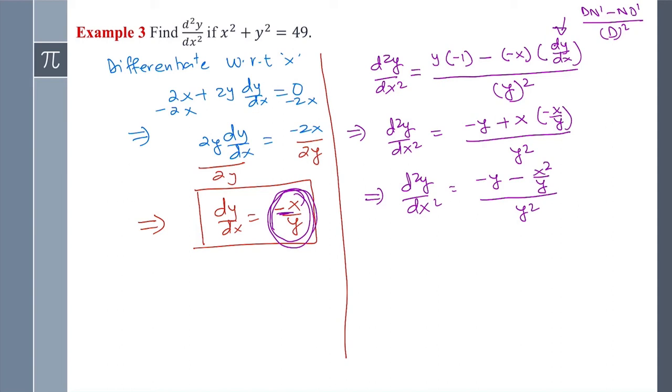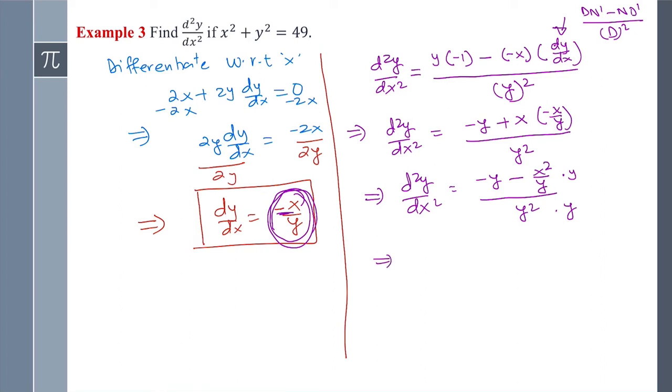Okay, so we have this fraction in the numerator. So what we need to do is we have to multiply by something here. Okay, so we have to multiply by y here, and then here you need to get rid of that denominator.